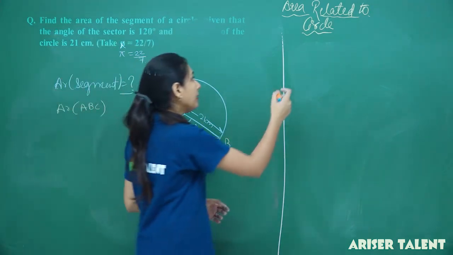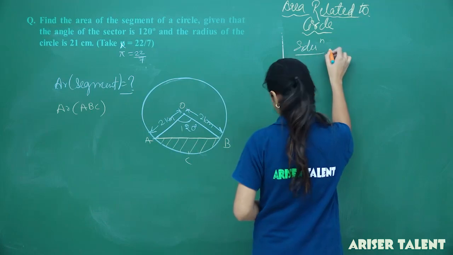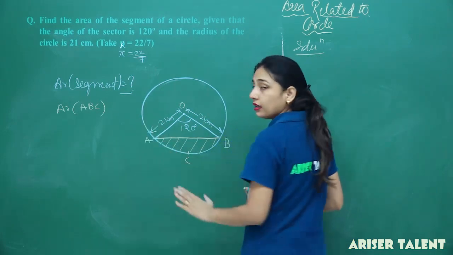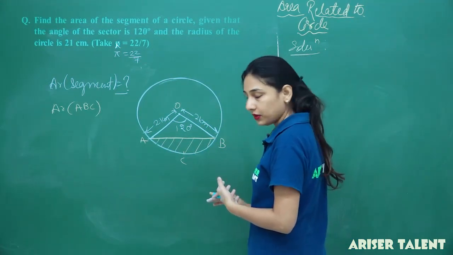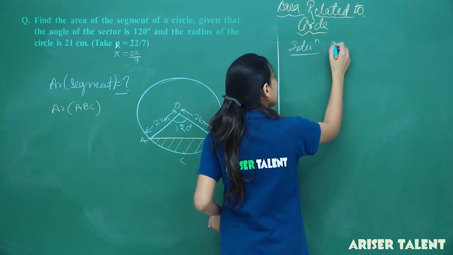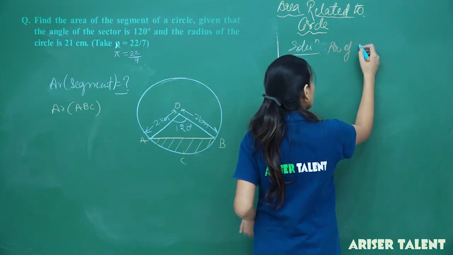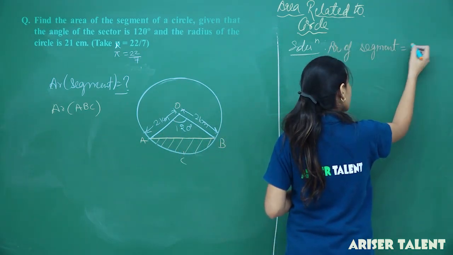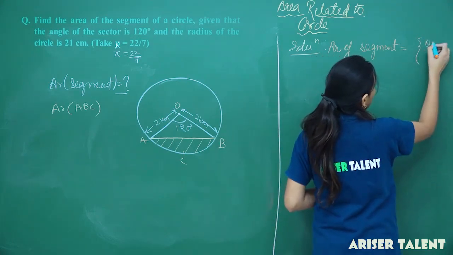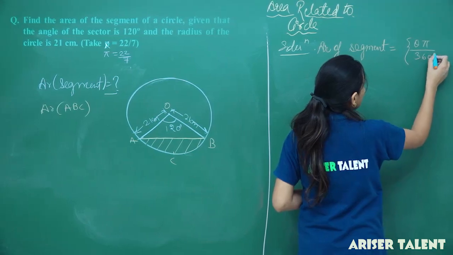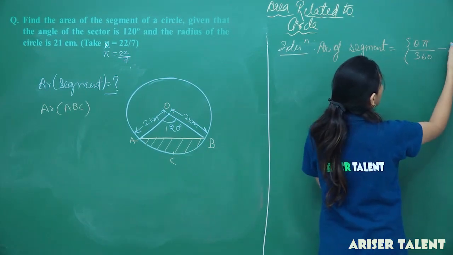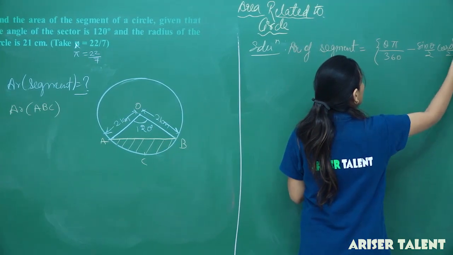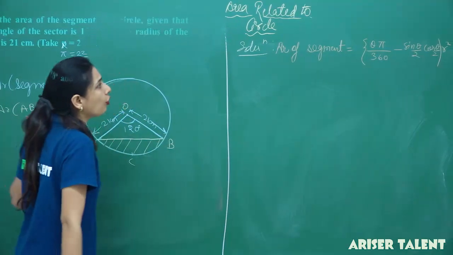Now for this solution part, what will we do, students? We are going to take the complete area minus, can I just put the formula, right? So the area of segment, which we have talked about, will be equal to theta pi by 360 degree minus sine theta by 2 cos theta by 2, multiplied by r square. This was the formula we are going to use.